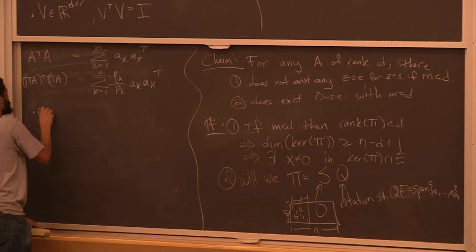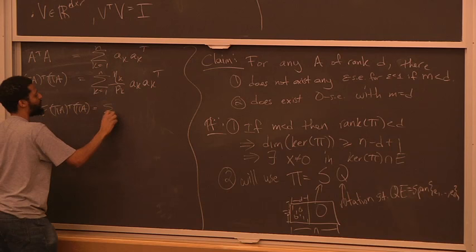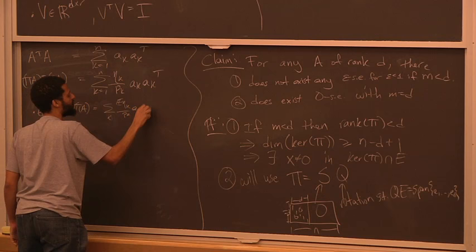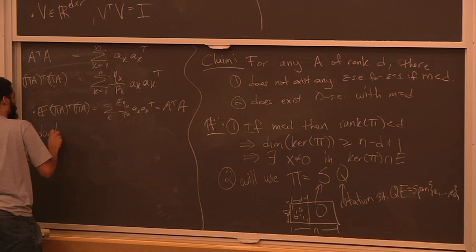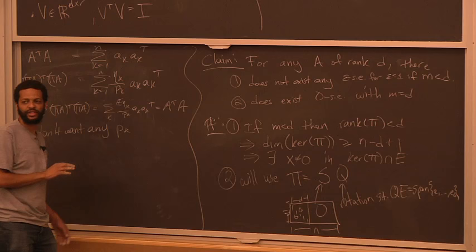Notice that the expectation of pi A transpose pi A is equal to the sum over k of the expectation of eta k over pk times a_k a_k transpose, which is just A transpose A. The expectation of eta k is pk. So the reason I divided by pk is exactly so that I get an unbiased estimator of A transpose A. Now, how should I set the pk's? I don't want any pk. So now this is more intuition.